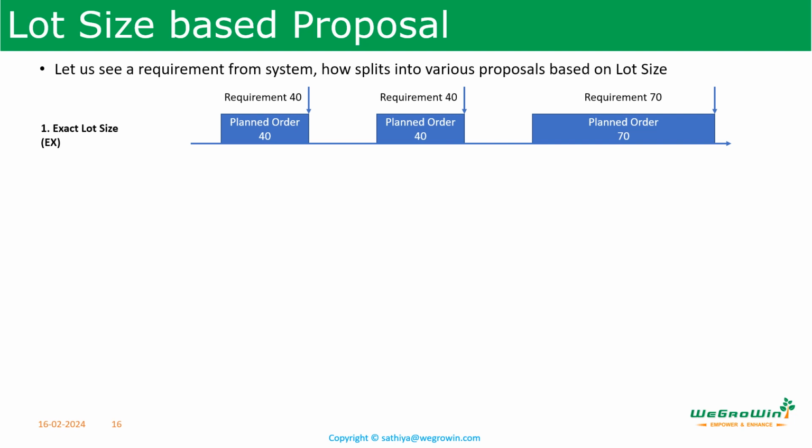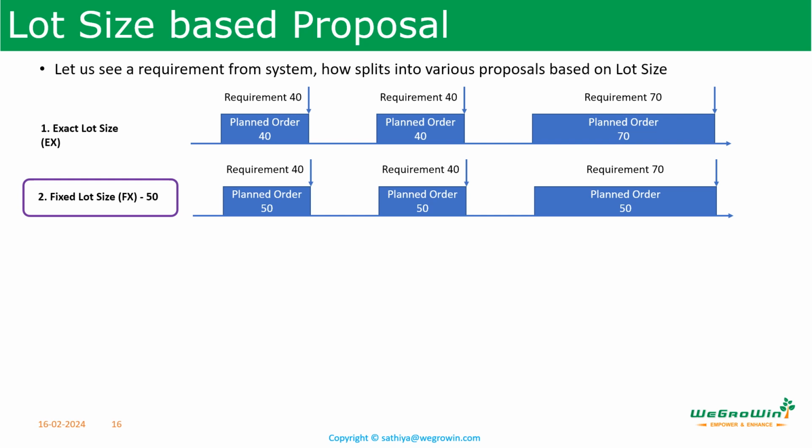So there is a requirement of 40 numbers. Let us say it is week 1. Then there is a requirement of 40 in week 2. Requirement 3 is 70 numbers in week 3. So the system will create the planned orders for each one as it is, like 40 for 40, second week 40, third week 70. Though this is not exact lot size. In SAP, the lot size procedure will be entered as EX.